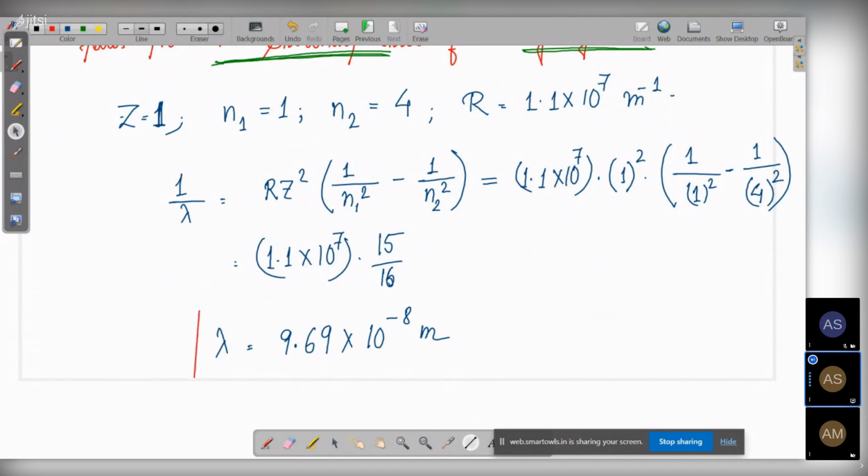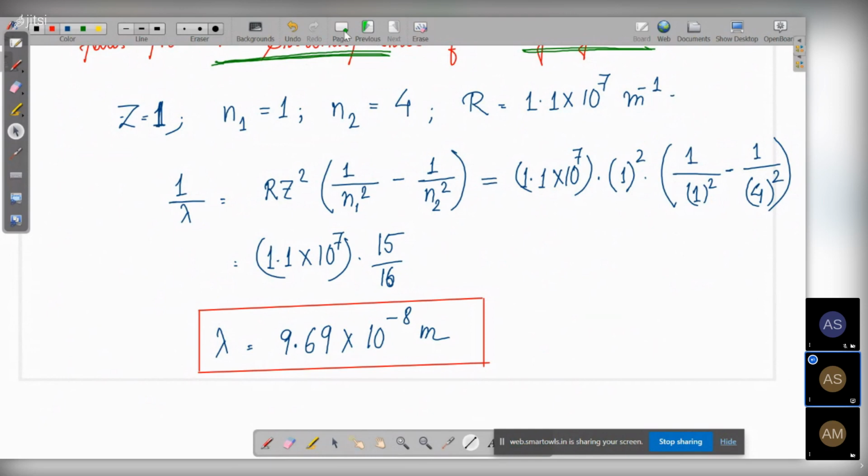So is the numerical clear to everyone? That's why you need to know the table. The table is a very important thing. Then just put down the values of n1 and n2. Once you can identify the values of n1 and n2, then simply putting them in the equation gets it done. So is the numerical clear to both of you? Yes, sir. Yes, sir.